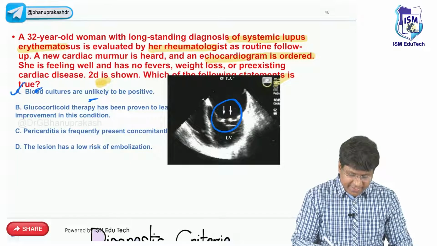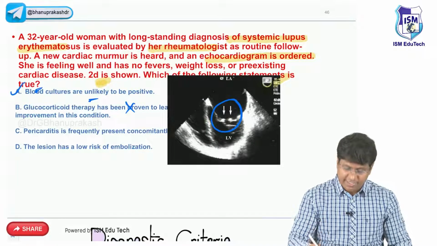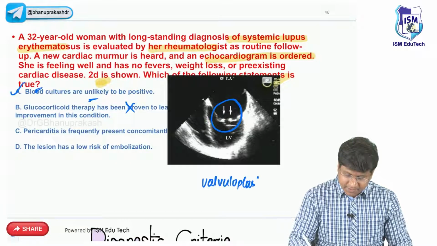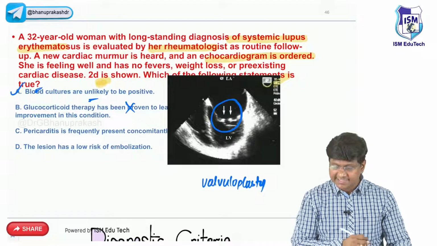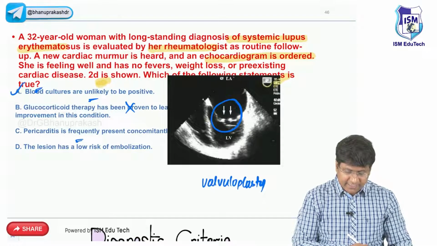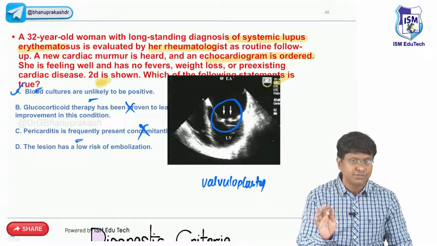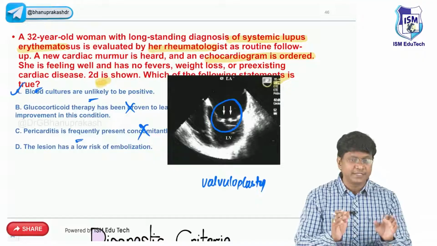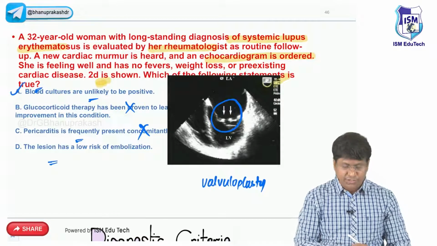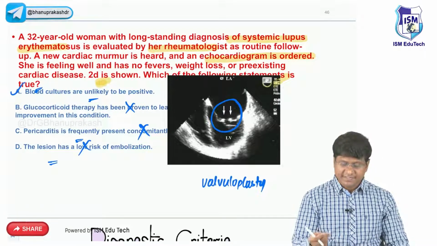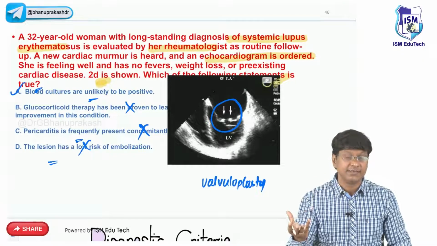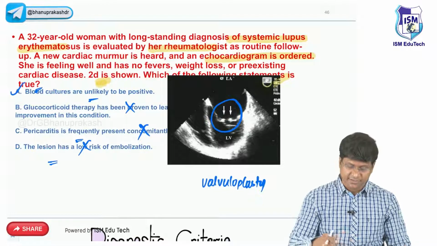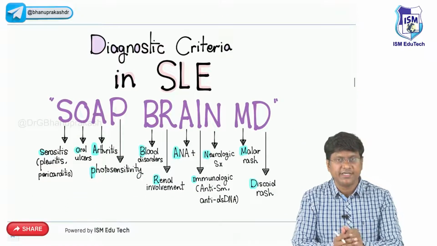And glucocorticoid therapy has been proven? No. For Libman-Sacks endocarditis, what you need to do is valvuloplasty, right? That will be the treatment for Libman-Sacks endocarditis. Then pericarditis is frequently the presenting concomitant manifestation. No, pericarditis is the most common manifestation of SLE, but it is not present concomitantly, and the lesion has low risk of embolization is the wrong statement. Even these lesions, whenever they rupture and enter the systemic circulation, there is a high chance of embolization in these individuals.